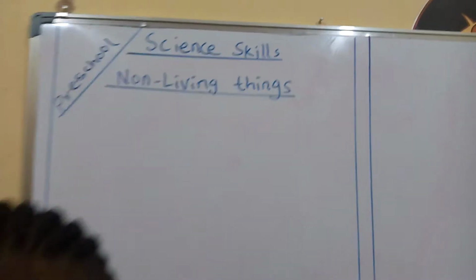And what are non-living things? Non-living things are those things that have no life in them. That means they cannot eat, they cannot talk, they cannot move, they cannot do anything. So they are non-living things. We have so many examples of non-living things.